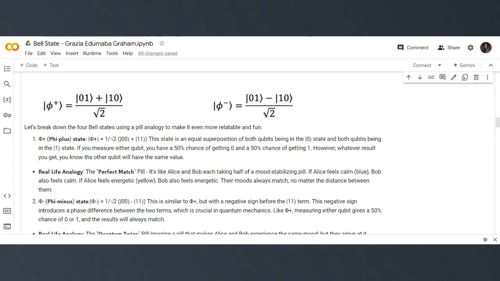So let's bring it to a real life analogy. We call this the perfect pill because earlier on we were using the pill analogy. In this perfect pill, it's like Alice and Bob each taking half of a mood stabilizing pill. If Alice feels calm, which is the blue, in this case the 0 state, Bob also feels calm. If Alice feels energetic, the yellow, which is the 1 state, Bob also feels energetic. So their moods always match no matter the distance. We can call this the perfect pill, which is also known ideally as the phi plus state.